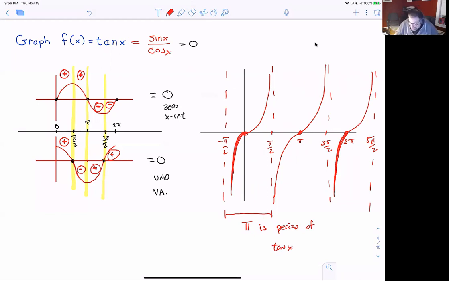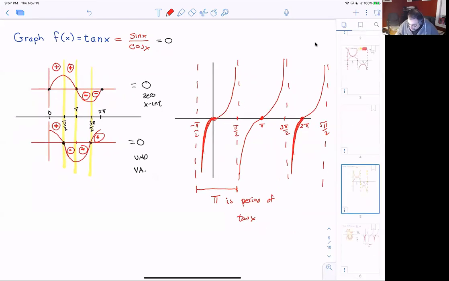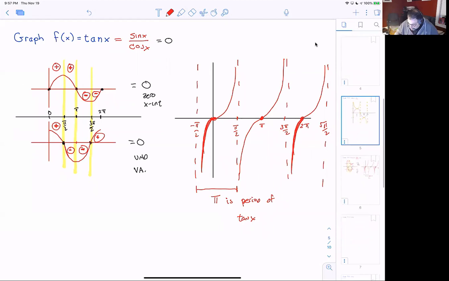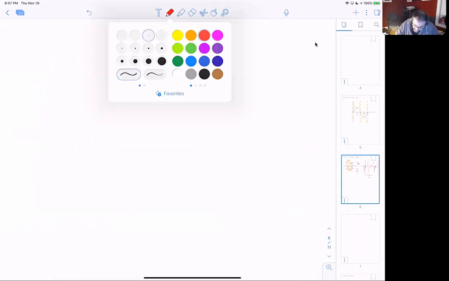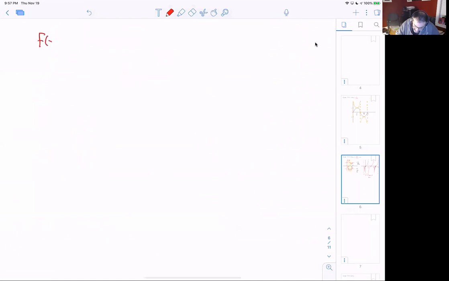Now, what happens if we change this up a little bit? So for instance, what happens if we're doing tangent, and let me just insert a new page here, add a page. And now in this case, when we're doing the tangent, what happens when we want to look at f of x equals the tangent of 5x?